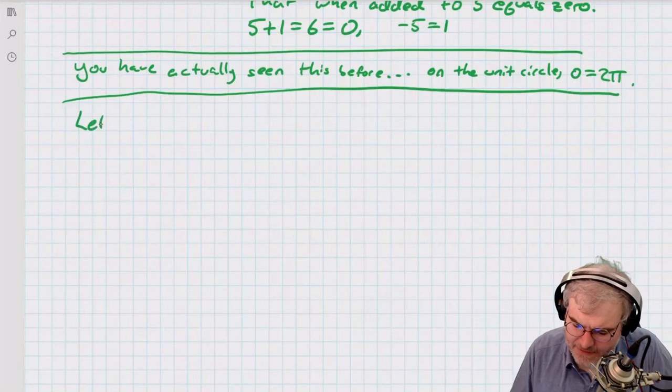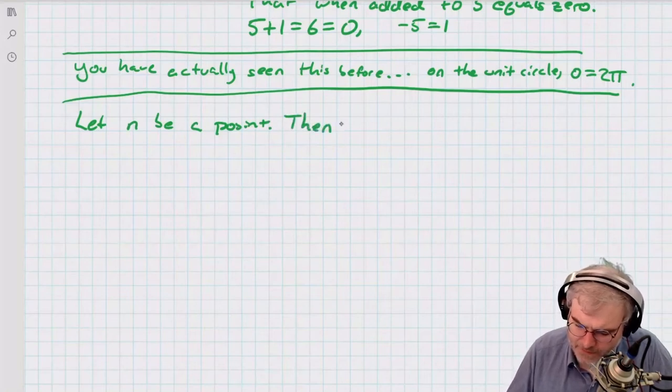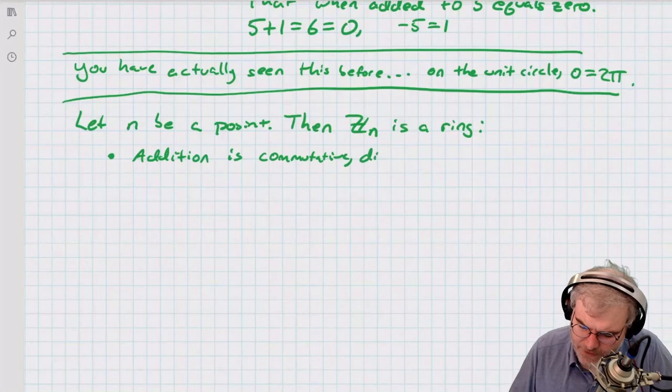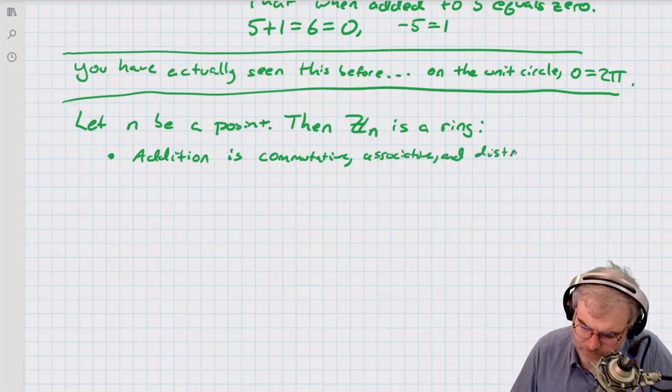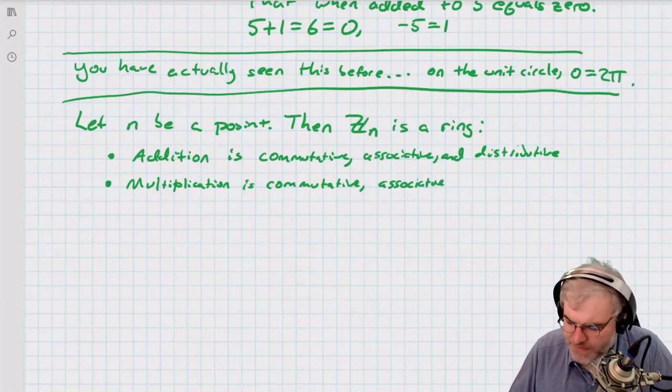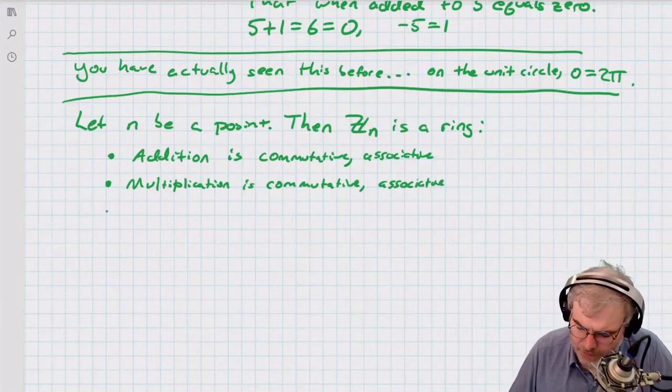Okay? So let N be a positive integer. Okay? Then Zn is a ring. Now, what does that mean? Addition is commutative. Distributive. Multiplication is commutative, associative. Well, I should say these two are associative, and then addition and multiplication are distributive.